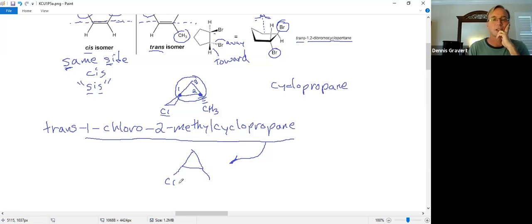But I can't tell whether the chlorine and the methyl groups are on the same side as cis, or if they're on opposite sides. And that's as far as I can name it. So this name, 1-chloro-2-methyl cyclopropane, is a complete name.